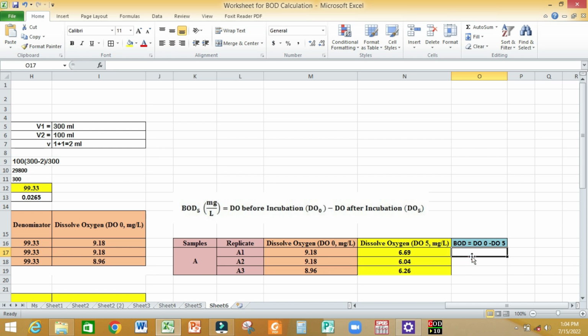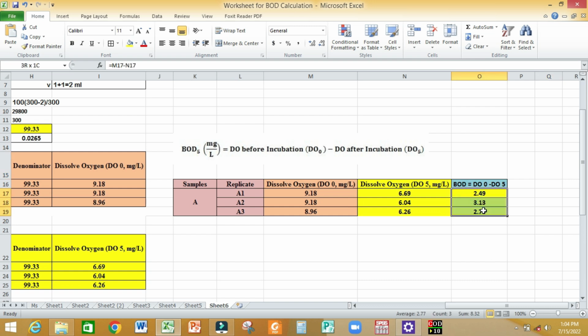From there, the BOD value for the samples we collected is 9.18 minus 6.69. And similarly, just drag. So the values you'll obtain are these. So the mean value now, which is the most important value that you need to find out, will be 2.77. So the mean BOD value for the samples we collected and analyzed is 2.77.